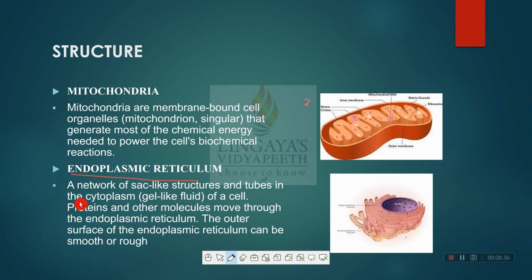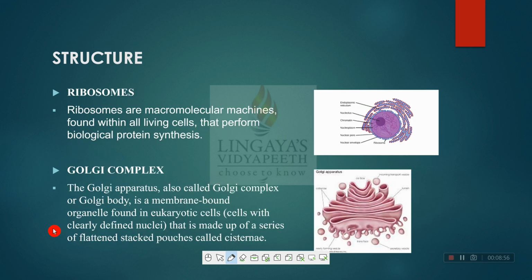Endoplasmic reticulum is of two types: smooth endoplasmic reticulum and rough endoplasmic reticulum. Smooth endoplasmic reticulum does not have the presence of ribosomes, thus it is smooth, while the rough endoplasmic reticulum contains ribosomes at its outer surface. That's why it is rough. Alright, now moving on, talking about ribosomes. Ribosomes are the macromolecules which are found inside all living cells, which perform the synthesis of protein. It is responsible for the production of protein.